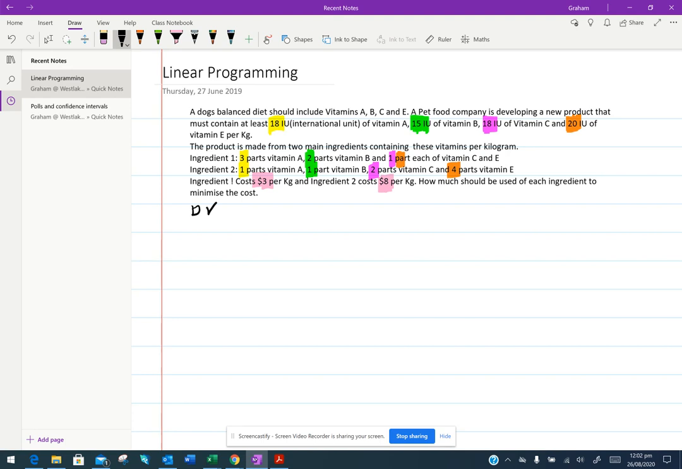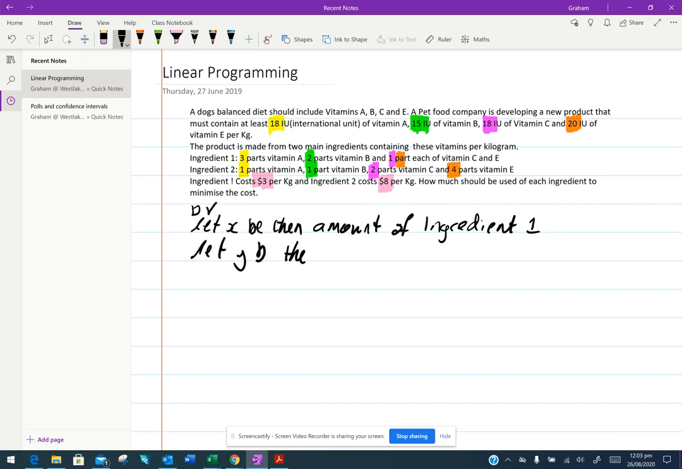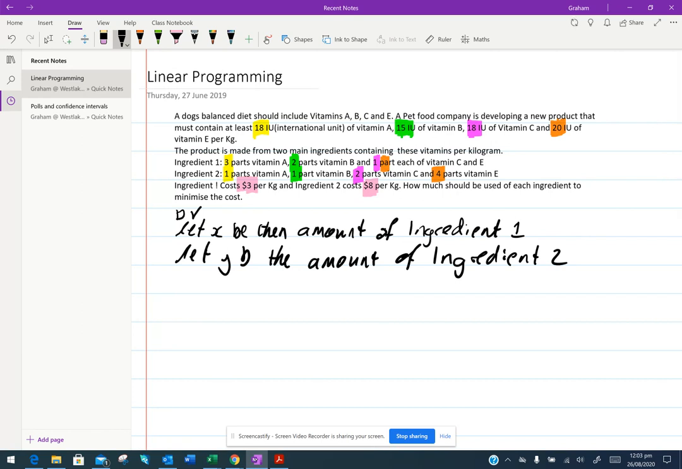Let X be the number of ingredient 1, and let Y be the amount of ingredient 2. So I've defined my variables. Now it's going to be a case of my constraints.